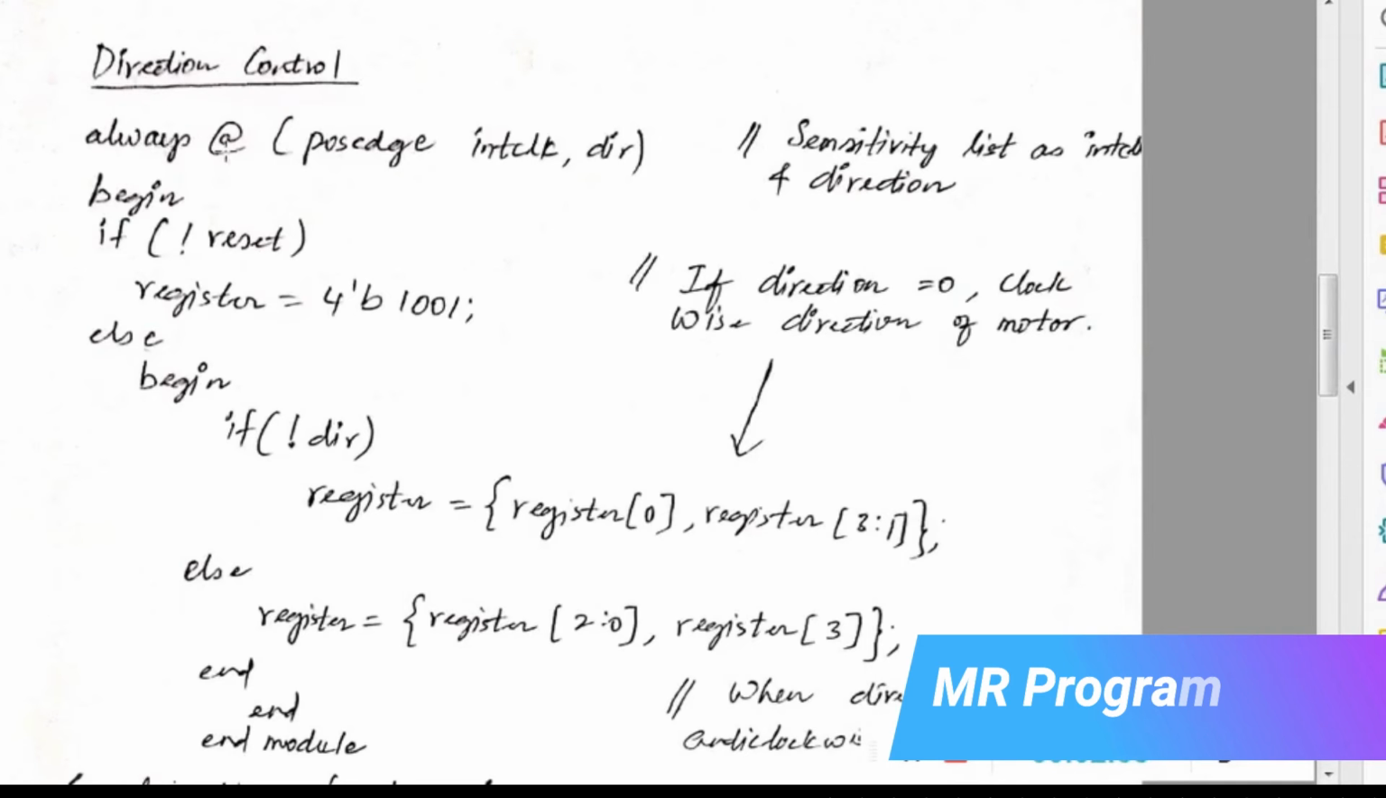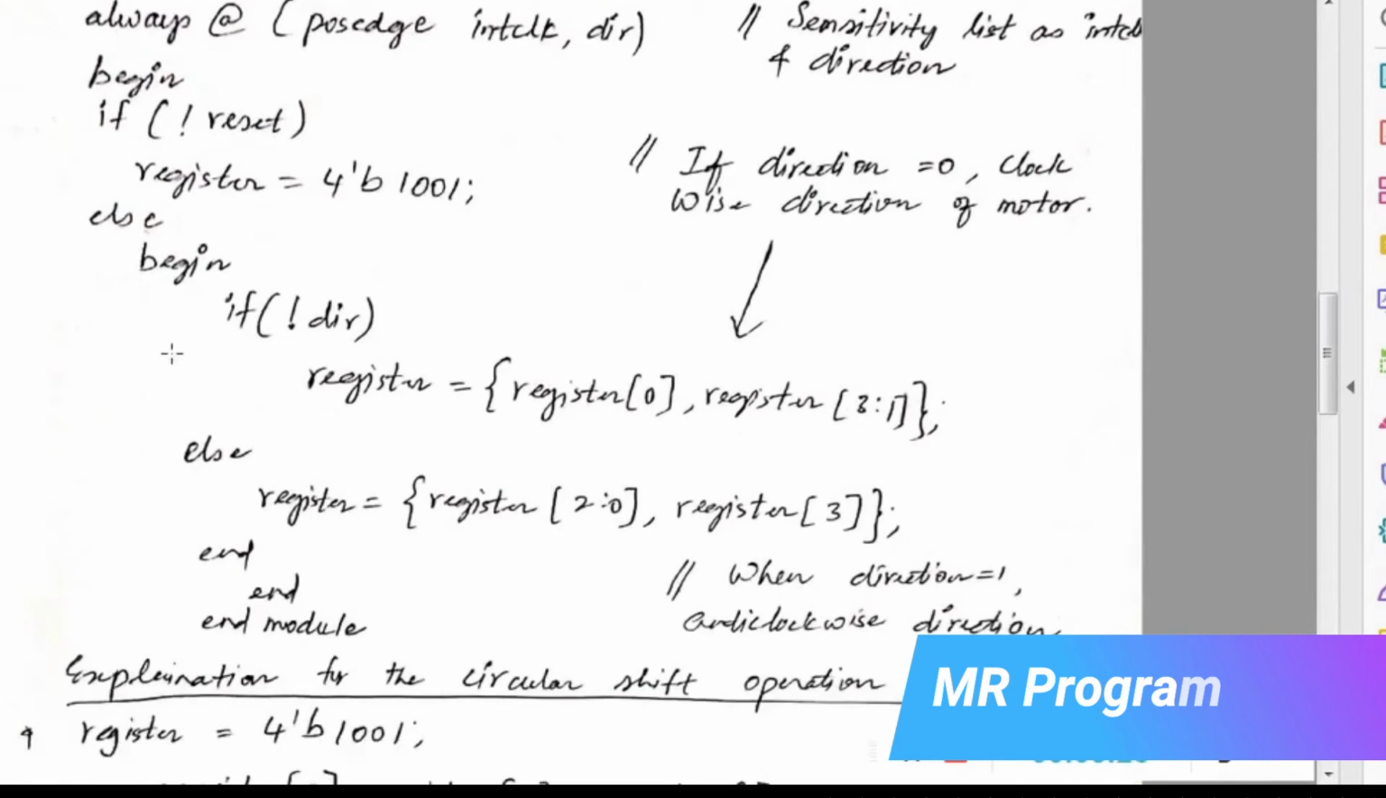So you have always at positive edge, and you have two parameters here, your initialization of clock and then your direction, that is, init clock and direction. So if reset is equal to 0, let me give a random value in 4-bit binary form, and the value is 1001. I give this value to the register. Now if direction is equal to 0, then I will experience the clockwise rotation of the motor.